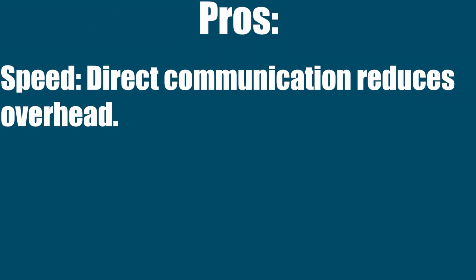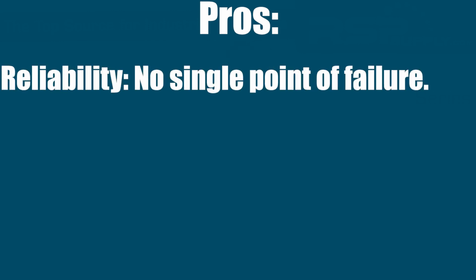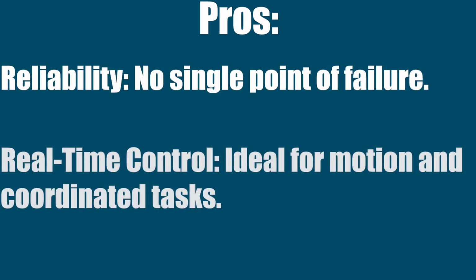So some pros of this peer-to-peer topology are its speed, right? Direct communication reduces overhead. Its scalability, more efficient for large distributed systems. Reliability, there's no single point of failure. Real-time control, ideal for motion and coordinated tasks.